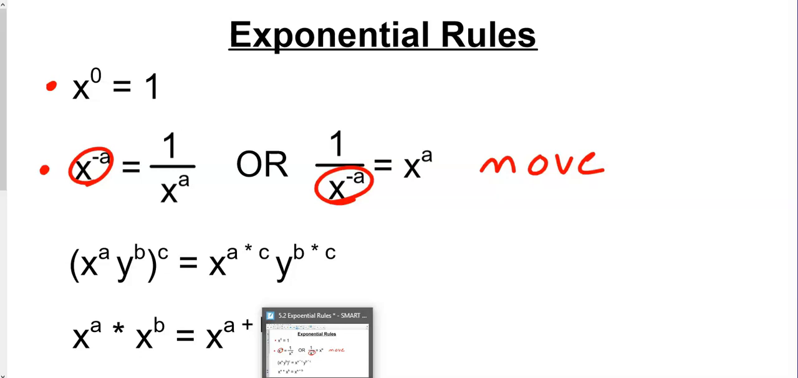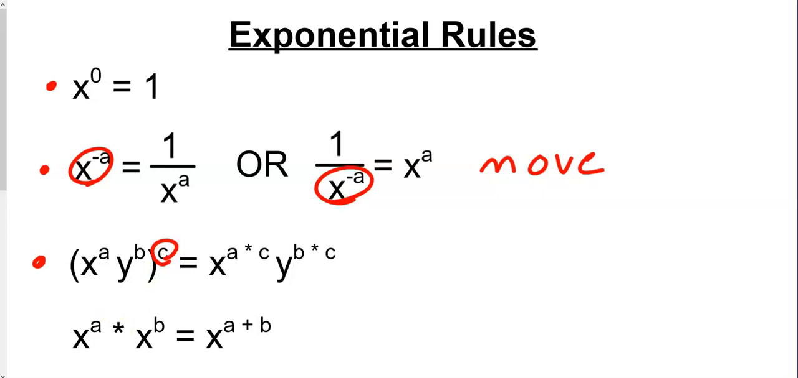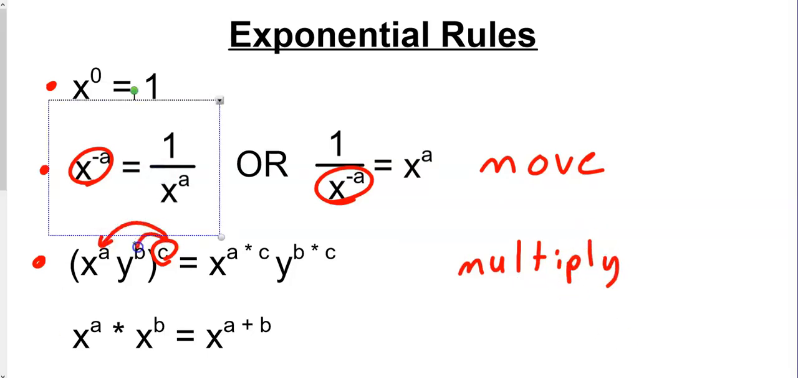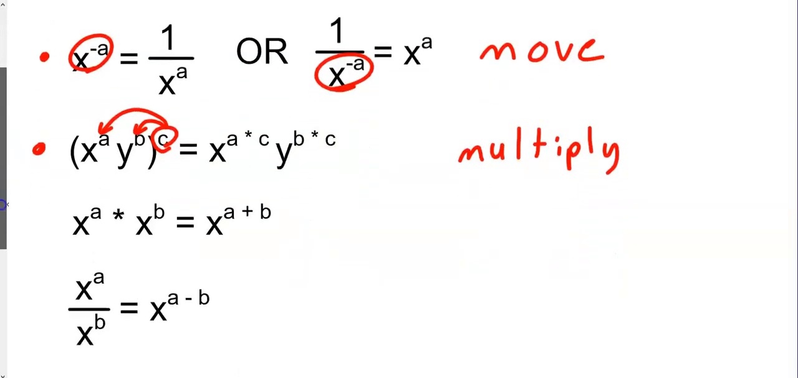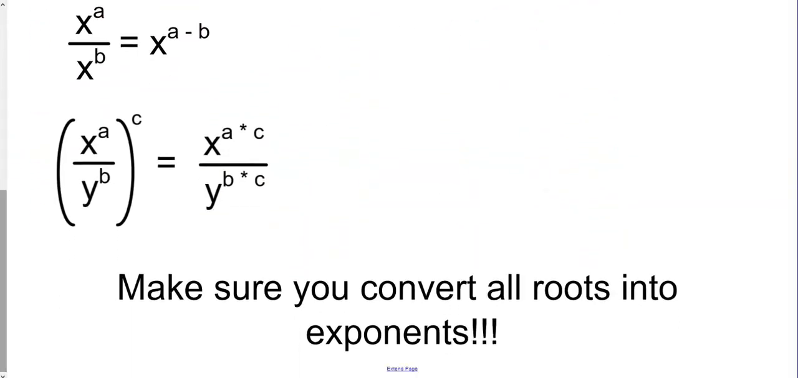Okay? So the next property that you see after there, if you have parentheses and you ever see a power on the outside, what they want you to do is multiply. In other words, this is like a distributive step. Multiply that power through the parentheses. The A multiplies the C, and the C will multiply the B. That's what you're seeing right over here, with the X to the A times C and the Y to the B times C. Okay? And vice versa.